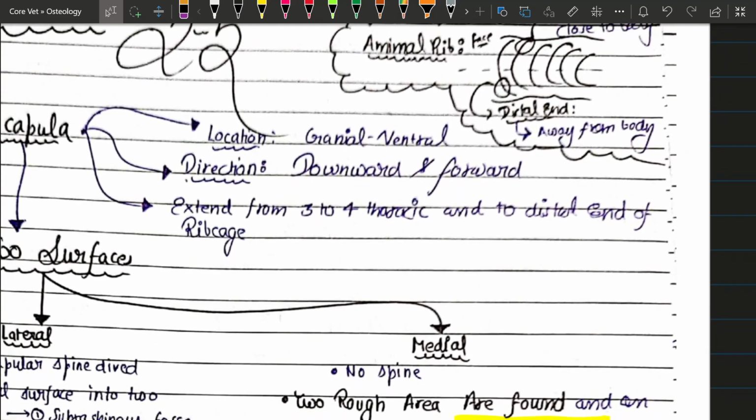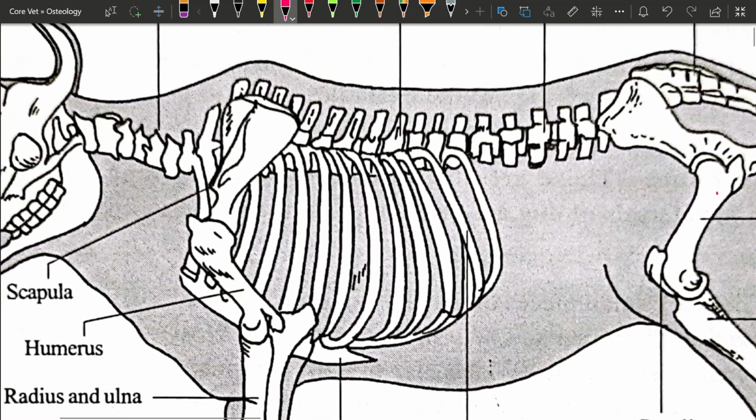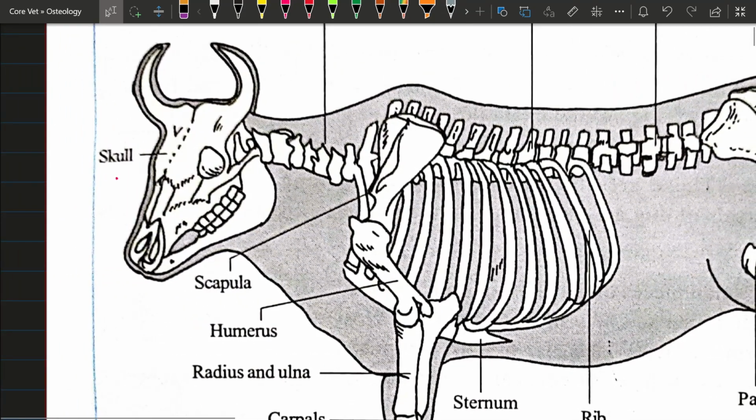What is the location of the scapular bone? It is cranioventral. What is the direction? It is downward and forward. It extends from the third thoracic to the fourth thoracic and to the distal end of the rib cage. Let me explain it in the diagram itself. First of all, this is the cranial or anterior aspect, which is facing towards the head.